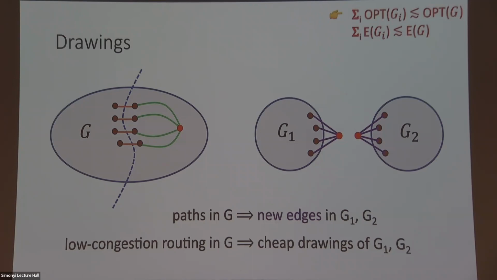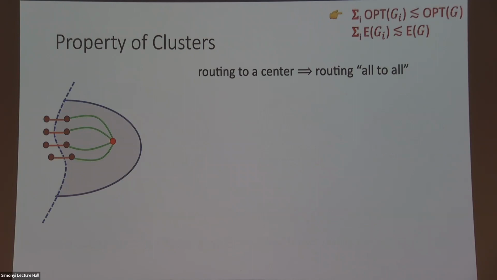Okay, so basically this is one property that we want for this cluster. We want to cut the graph into clusters. How? Graph clusters with this property. It's a routing to a center property. So the boundary edges can be routed to a center. We do not actually know this property well.